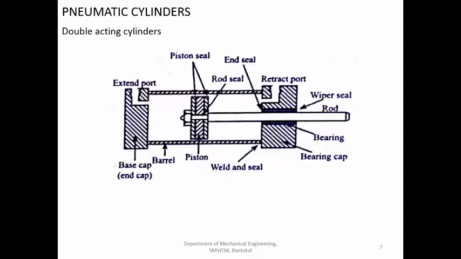Now this is a double acting cylinder. You can see the figure; it is very similar to the construction of the double acting cylinder of a hydraulic system. You have two ports. One is the extension port, the other is the retraction port. Supplying the retraction port makes the piston move backwards. Supplying oil to the extension port makes the piston move forward.